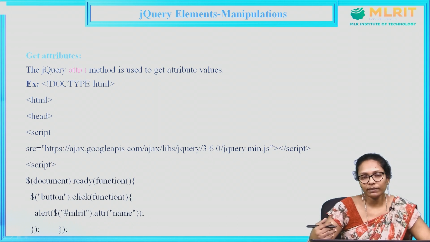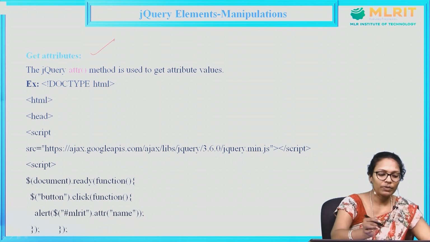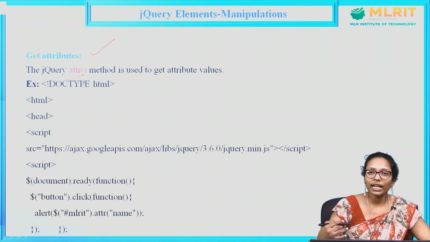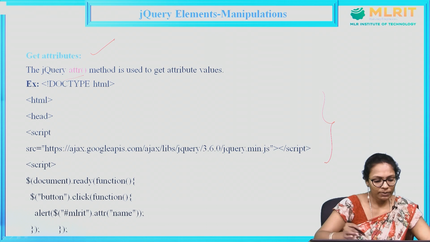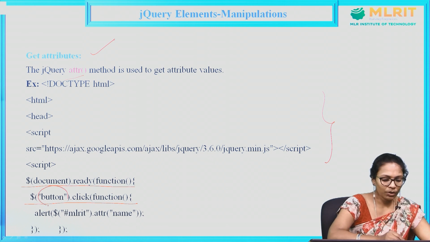For each and every tag you maintain some attributes, and how to retrieve those values, we will see here. We have a method here, attr, for attribute. Using that method, you can get the attribute value or set the attribute value. This is common for all the programs, and I want to execute my code whenever the document is ready. Whenever you click on this button, we have only one button, what will happen? You generate an alert message.